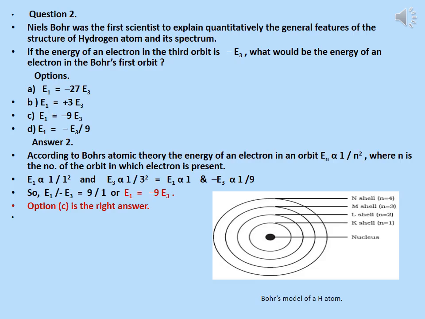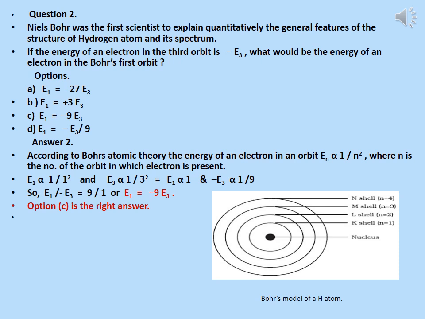But it is given that the energy of the third orbit is minus E3. So we write it as minus E3 is proportional to 1 by 9. Therefore, finding out E1 by the ratio, E1 by minus E3 is equal to 9 by 1. How 9 by 1? 1 divided by 1 by 9, which is 9 by 1. Or E1 is equal to minus E3 into 9, or minus 9 E3. Therefore, if you look at the options, option C is the right answer.